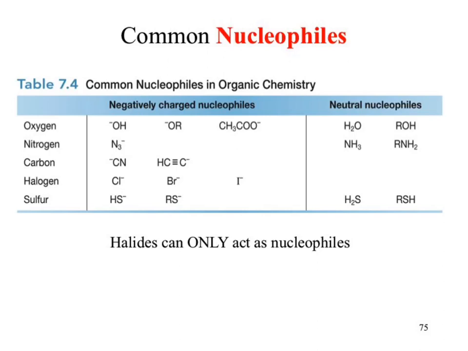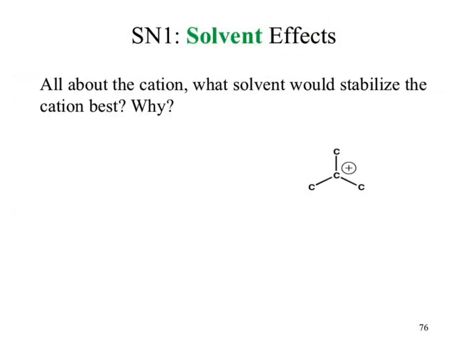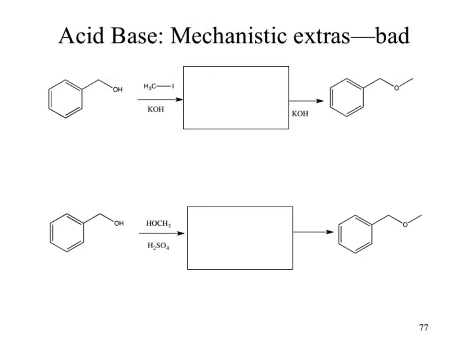There is one kind of pseudo category that we could memorize as an exception to that. Our halides will act exclusively as nucleophiles. They will not act as bases because their conjugate acid, if they acted as a base, was a strong acid, which by definition completely dissociate. So they wouldn't act as bases. Okay. The solvent effects, we just addressed all those. Okay. Acid-base mechanistic steps that could be bad.